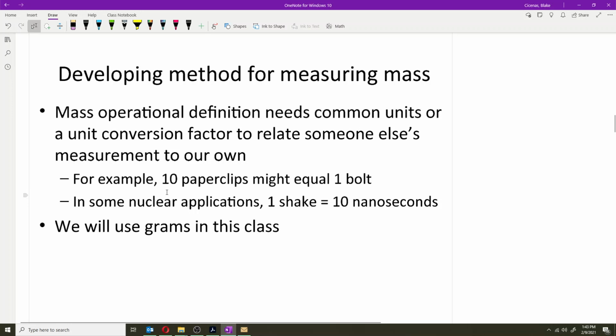So, developing a method for measuring mass. A mass operational definition will need common units, or a unit conversion factor to relate someone else's measurement to our own. For example, you could say 10 paper clips equal 1 bolt.